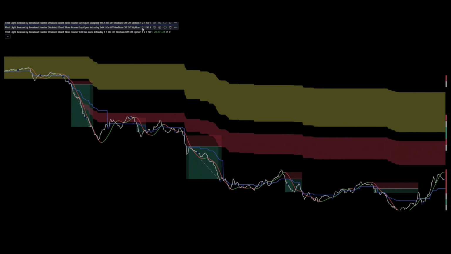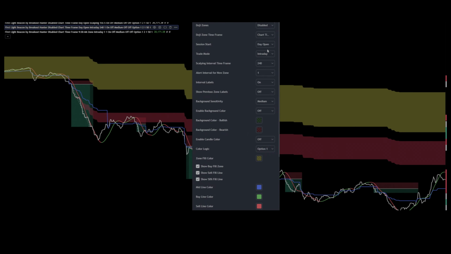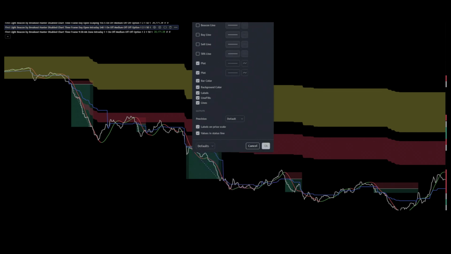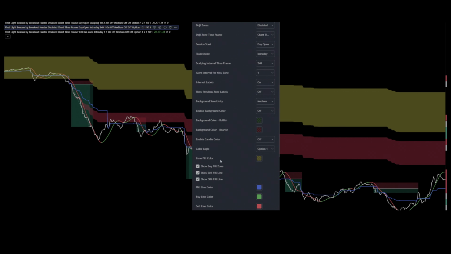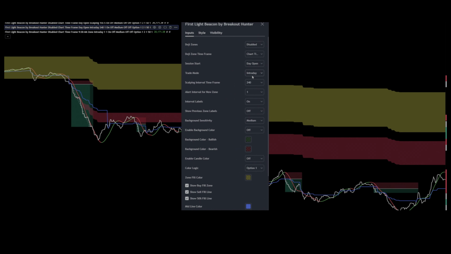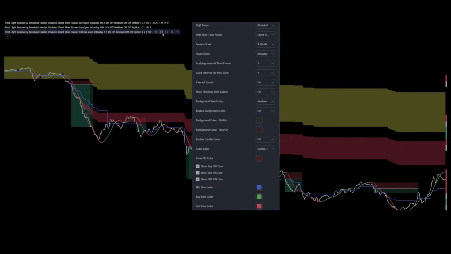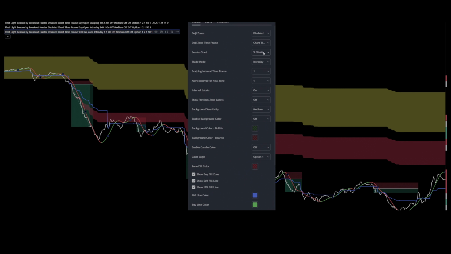And then I have the daily intraday day open, and I just don't have the lines turned on, but I have the fills turned on, okay? So they can see the zone, and that's the daily day open session start. Those are the two settings that matter, intraday and day open. I don't have background on, and I do have a beacon line turned on. Then I have the 9:30 a.m. zone right here on intraday settings. Those are the only two that matter.